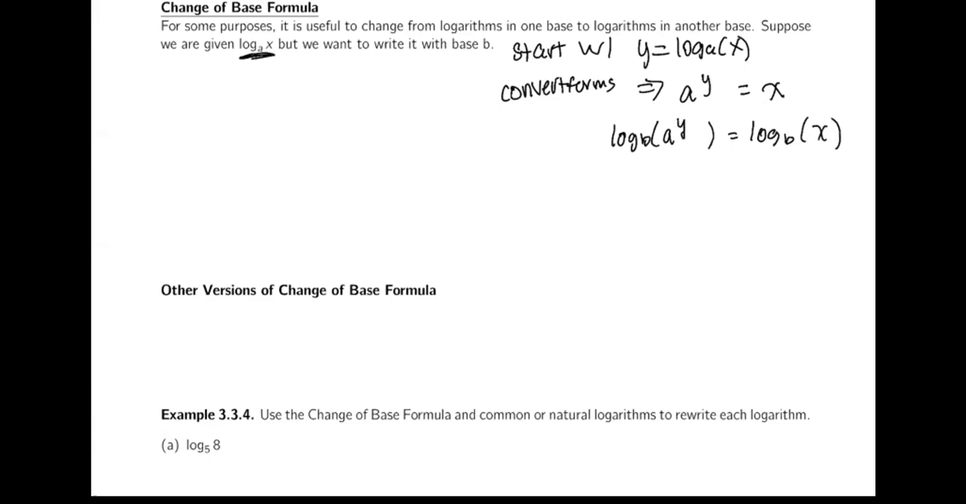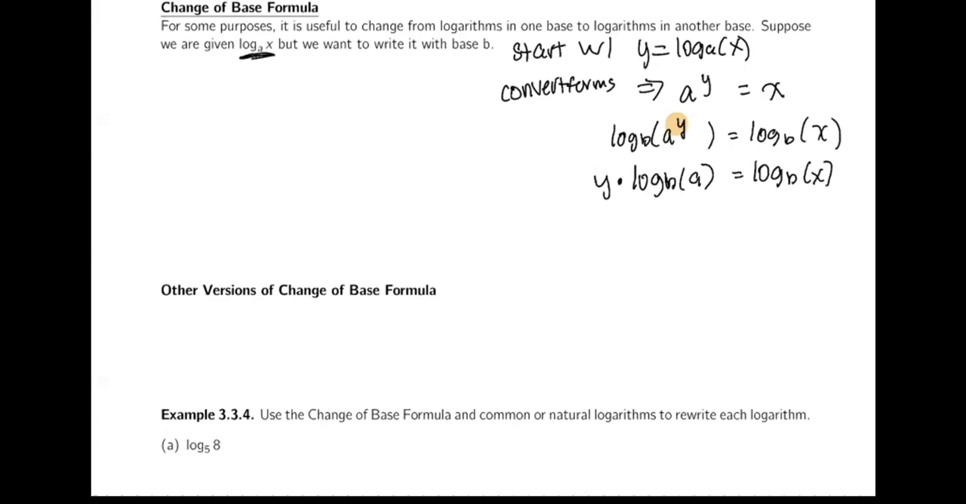Now inside of a log, my argument is a base to a power. I have this power here, which maybe I can bring up in front. So maybe I can write that as y times log base B of A is equal to log base B of X. And this is starting to look really promising because now I only have log base B in here. I no longer have any log base A's.